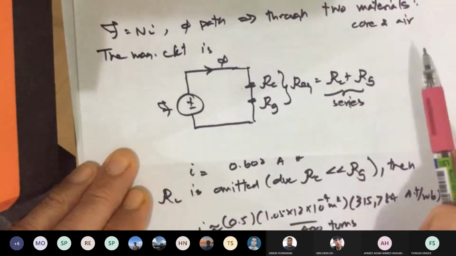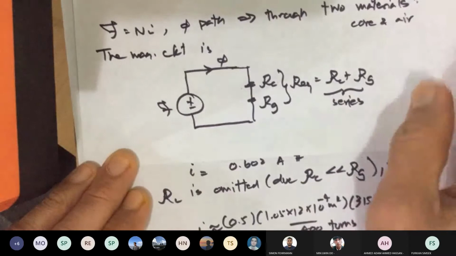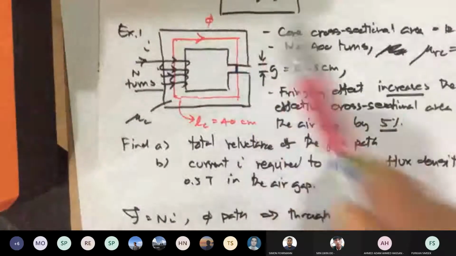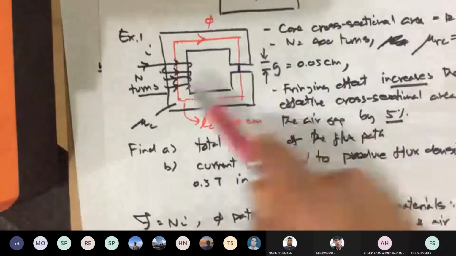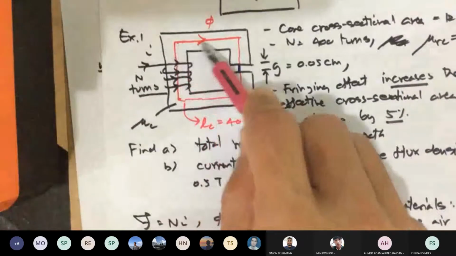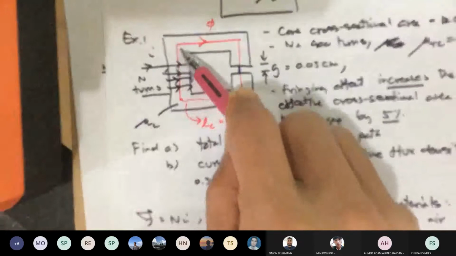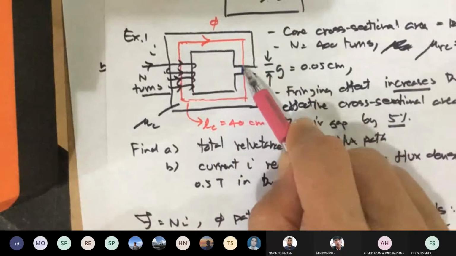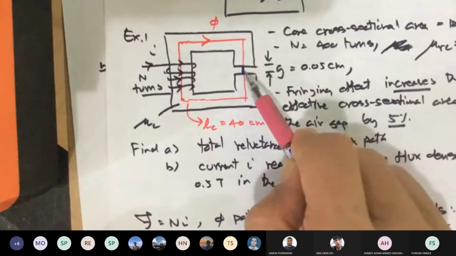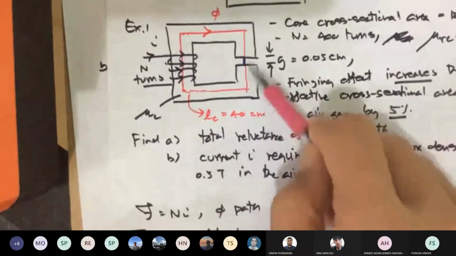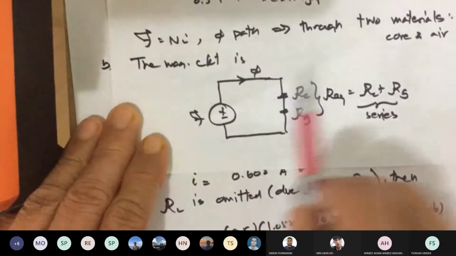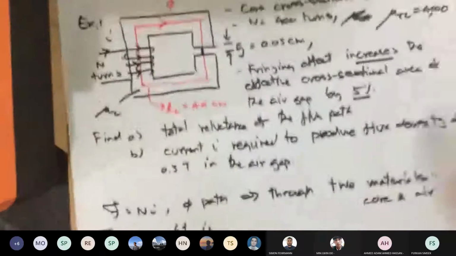Okay, so far so good. First you look at the path of the flux. How many paths? One. How many materials does it pass through? In this case, it's flowing through the iron, or the core, and then, in the same path, the air, and they are in series. Hence the circuit here. Okay, we draw this magnetic circuit.